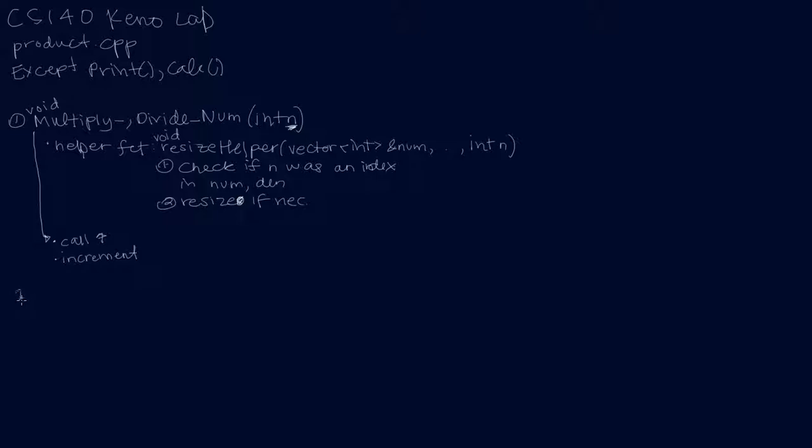Super easy. All right, so next let's talk about multiply factorial and divide factorial. So, spelling everything wrong today. Multiply and divide factorial, which also takes an int n. So this is also a very short function as well.